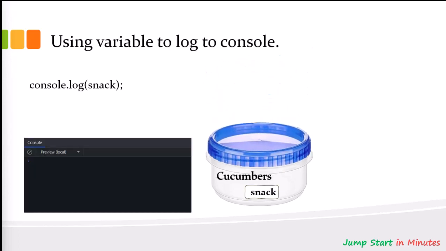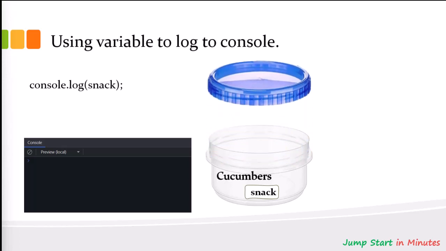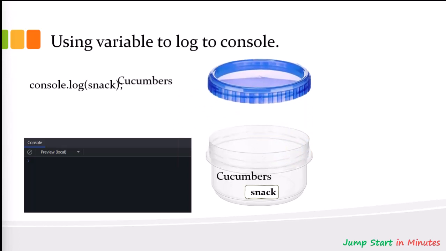Now let's look at how we can log this value to the console or use the variable in a console statement. When JavaScript processes this statement, it sees that snack is a variable and not a word. So it first goes into the computer memory and locates the area which has the name snack. Then it reads its value and uses that value to log it into the console window.